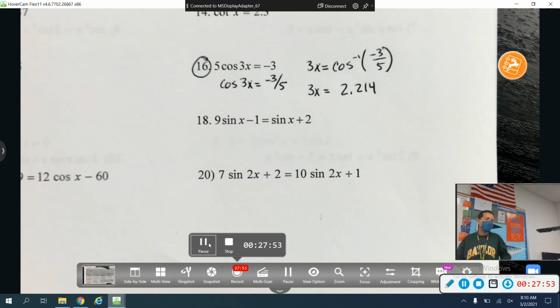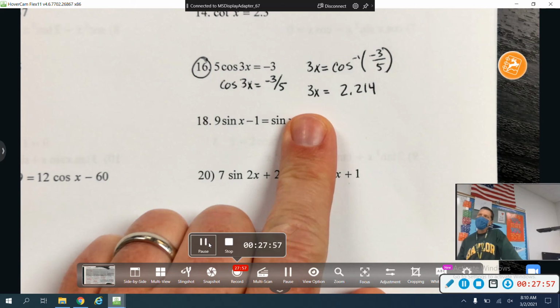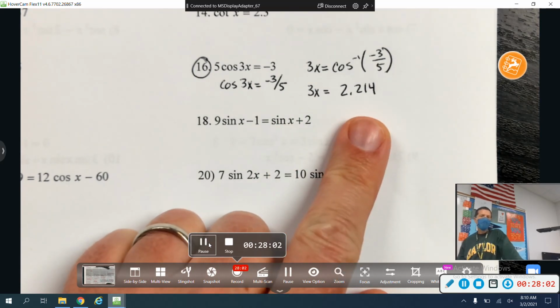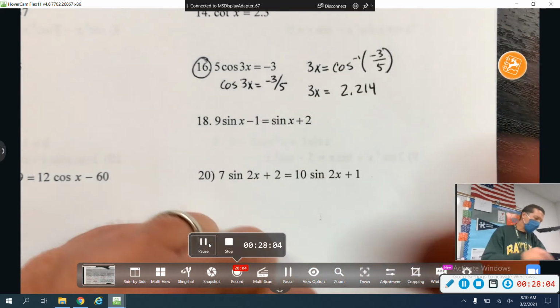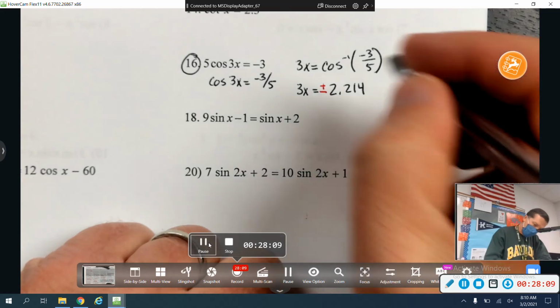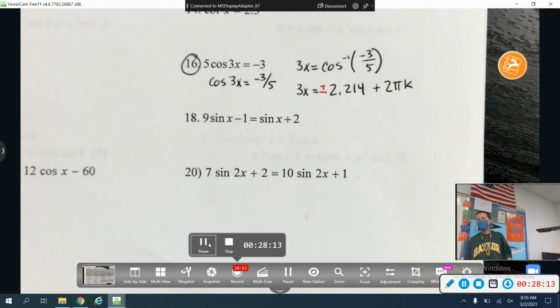So what else do I need to include in this answer before I divide by 3? There's 2 more things that need to be a part of this answer. Plus or minus, and then plus 2k pi, or 2 pi k. The order doesn't matter, so sometimes I try to say it the same way every time, but sometimes I'll say it in a different order. But you can put them in any order you want.